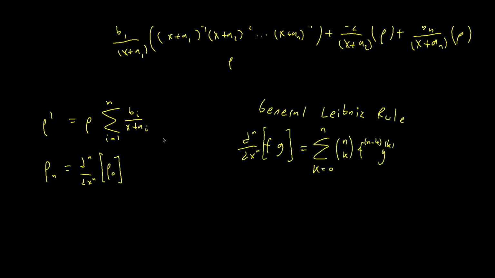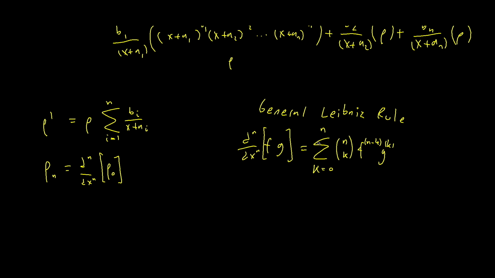To get the nth derivative of p, we can use the general Leibniz rule, which basically defines the nth derivative of a product of two functions. I'm going to change the notation a little bit. I'm going to call the zeroth derivative of p P0, and then P1 would be the first derivative, P2 would be the second derivative. This is just to make it easier to write.